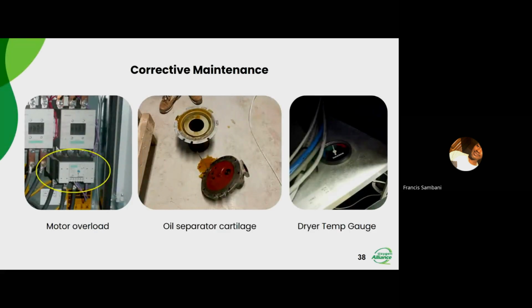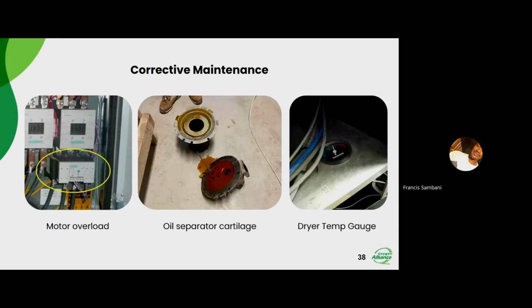So this picture just shows the motor overload switch. That's the motor overload switch on the far left, and then in the middle you have the oil separator cartridge. The oil separator cartridge is close to the guy with the shoes. And then you have the lid that closes on top of the oil separator cartridge. If you look closely, you have a pipe pointing up on that lid. That's your oil scavenging pipe.